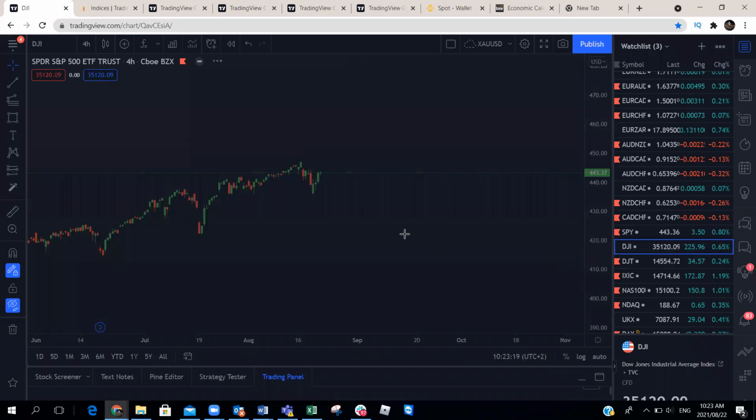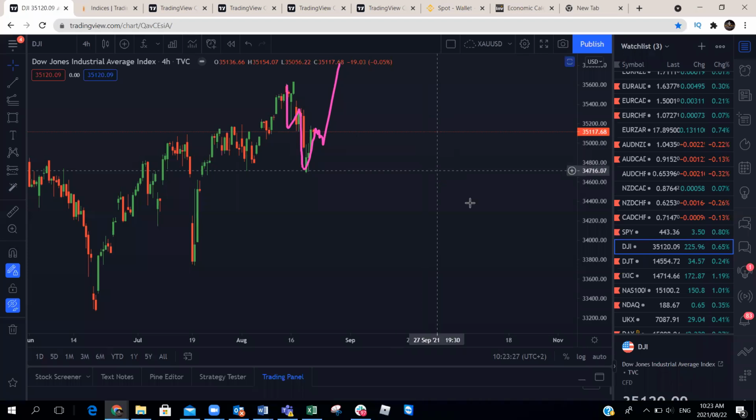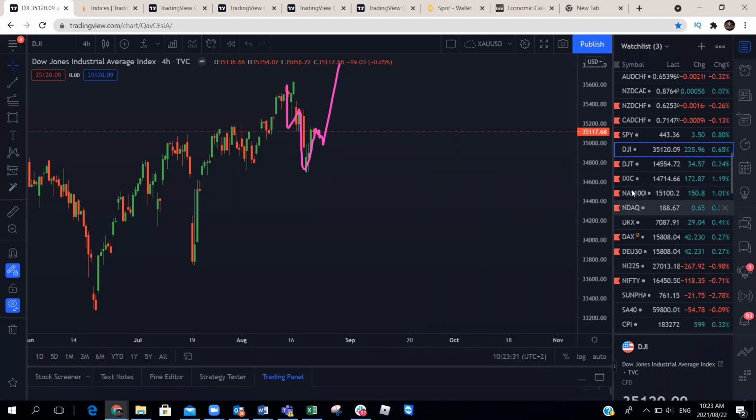The Dow Jones will be similar. It's just a 3-wave pullback. This one a bit deeper, but this is 3 waves. These are 3 waves. So we're looking for this one to make a continuation pattern and more upside again. Right, so that is the Dow, and let's go straight to the NASDAQ.